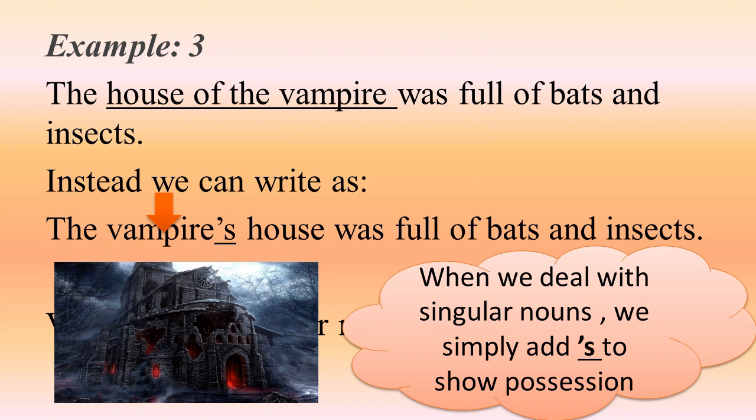Now, example 3. Please pay attention. The house of the vampire was full of bats and insects. Instead, we can write as the vampire's house was full of bats and insects. Now, here you can see that the vampire is a singular noun. So when we deal with singular nouns, we simply add apostrophe s to show possession.